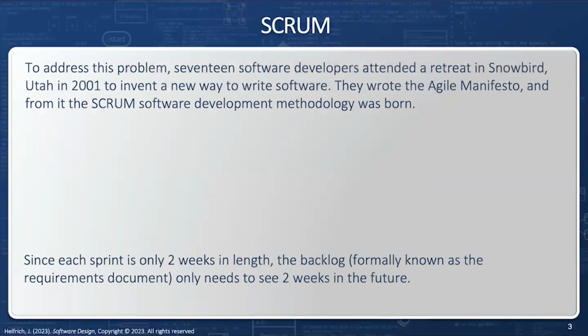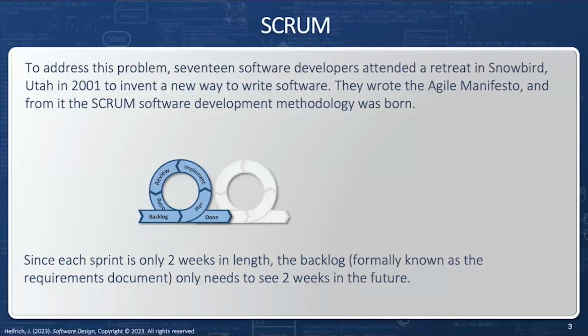Now, this manifesto described what a successful project should look like. And from that, the SCRUM software development methodology was born. Now, the fundamental idea behind this methodology is we're only going to work in 2-week sprints. Sometimes the sprints could be 1 week or 4 weeks, whatever, but the important thing is they're small. And so we have the requirements, called user stories in this case, for this 2 or 4 week sprint.